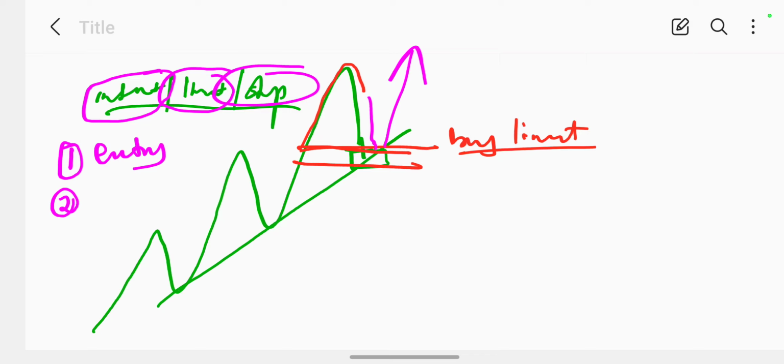Now it comes to the point of what? The stop loss. How do I place a stop loss? Remember, we are buying at this area of support. If I'm buying here, my stop loss can be anywhere in between this.